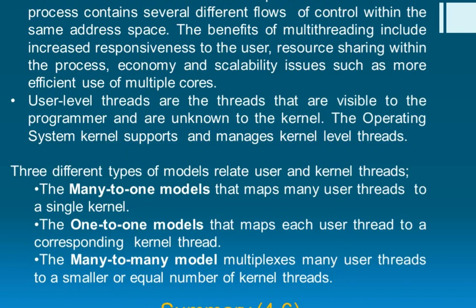Summary 4.6. A thread is a flow of control within a process. A multi-threaded process contains several different flows of control within the same address space. The benefits of multi-threading include increased responsiveness to the user, resource sharing with the process, economy, and scalability.